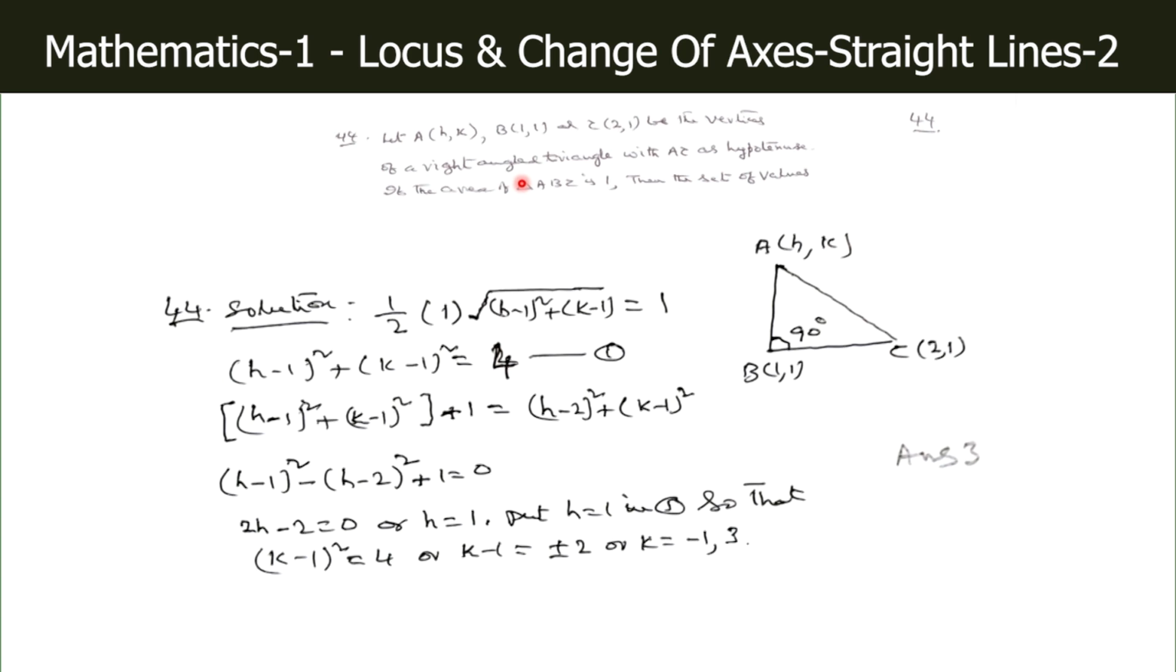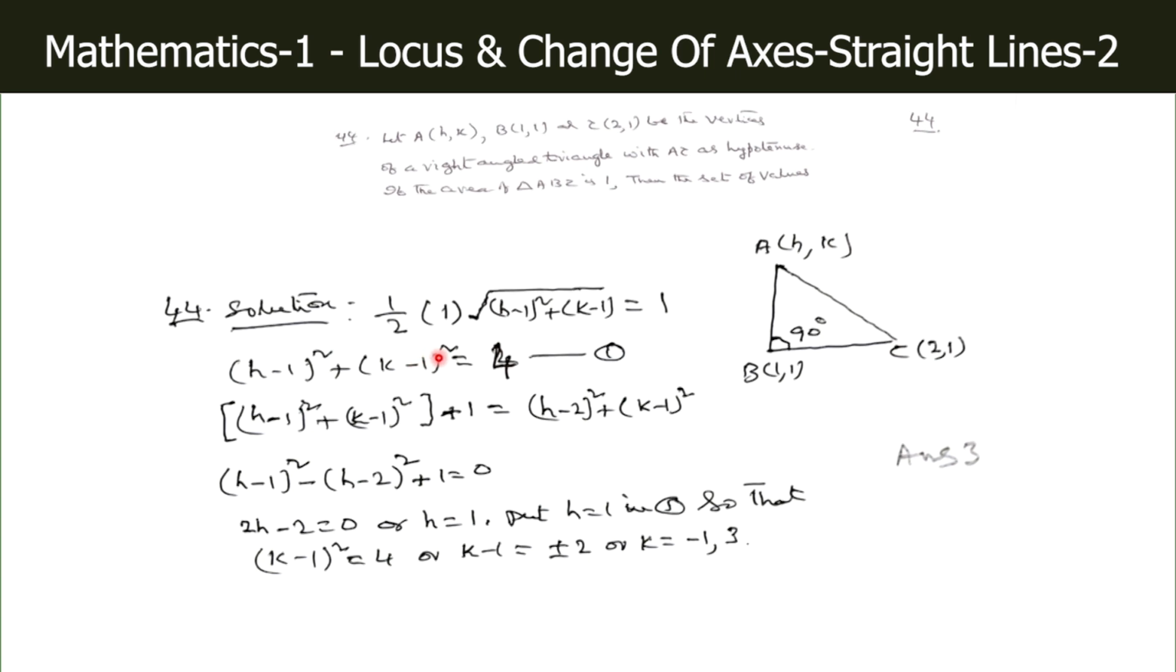Right. Next problem. Let A(h, k), B(1, 1), C(2, 1) be the vertices of a right angle triangle with AC as hypotenuse. If the area of triangle ABC is 1, then the set of values of k is: of course, the set of values of k, because if you see the solution, you can guess it.